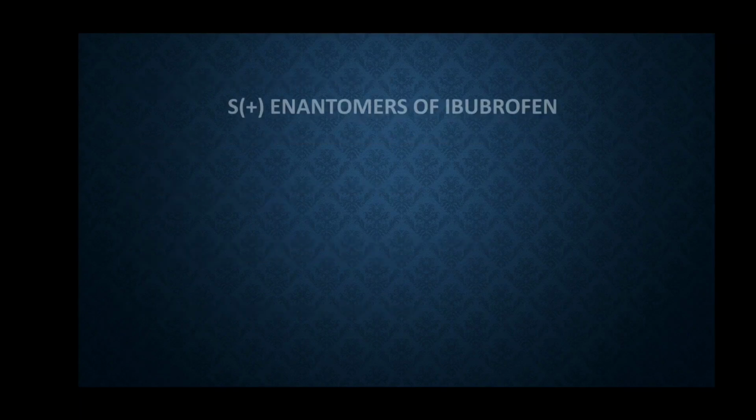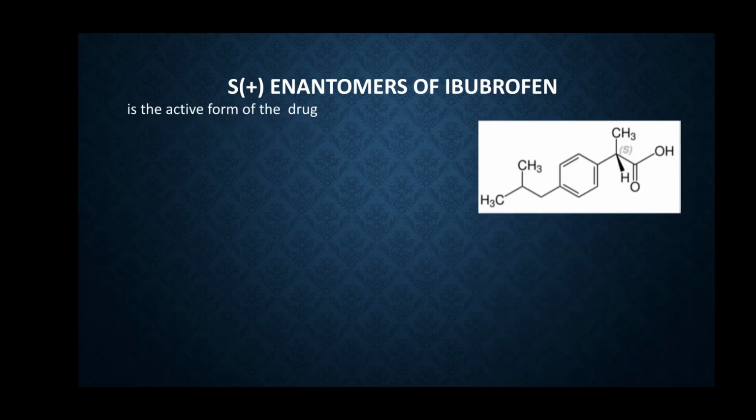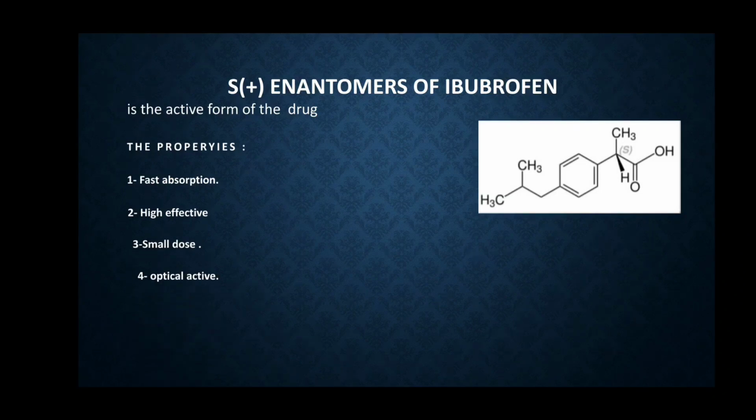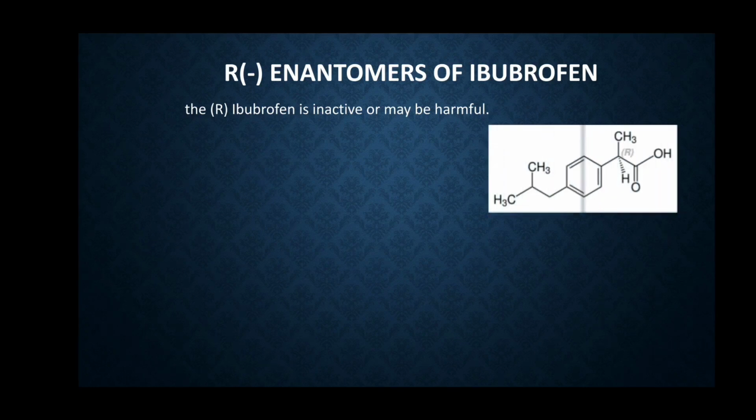The S enantiomer of ibuprofen is the active form of the drug. Its properties: fast absorption, highly effective, small dose, optically active. The R enantiomer of ibuprofen is inactive or may be harmful. Its properties: optically inactive, slow absorption, less effective, large dose.